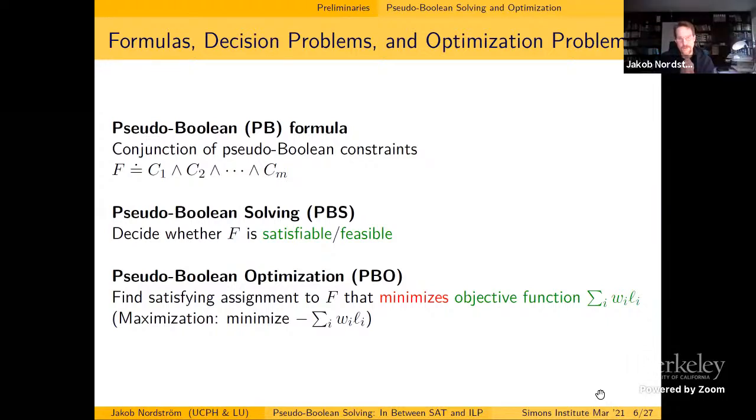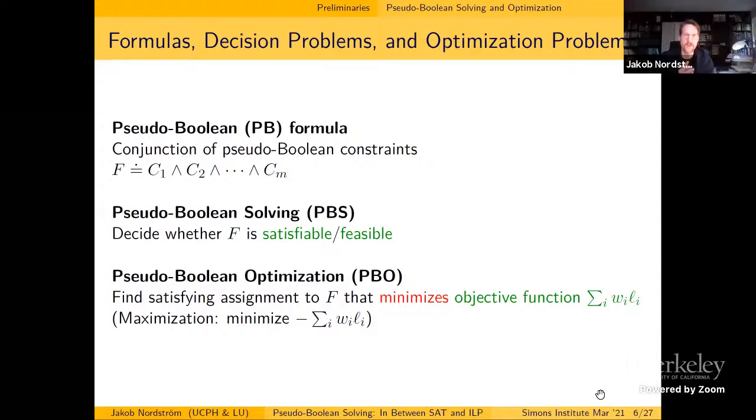And then we have two problems that I want to discuss with you. One is just the satisfiability problem, but ported to a pseudo-Boolean setting. So this is pseudo-Boolean solving. You get a collection of pseudo-Boolean constraints, and you want to know whether they are satisfiable or whether they're feasible.